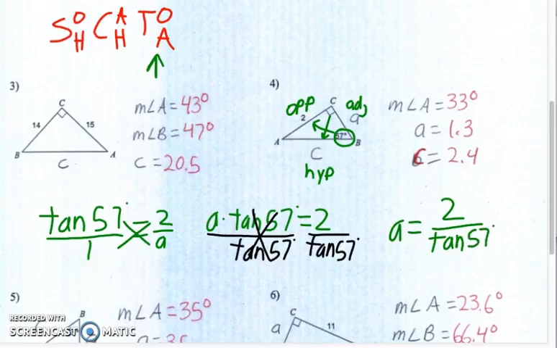We go ahead and put that in our calculator. It says to round to the nearest tenth, so we know that A is going to be 1.3.